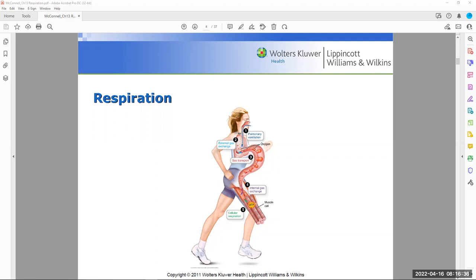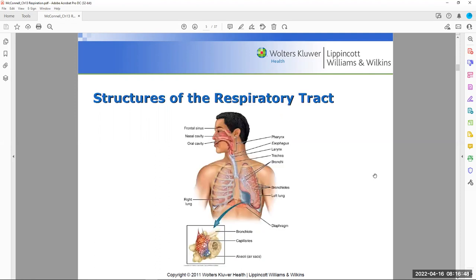We take in that oxygen to break down food, to generate ATP, which is primarily used for muscle contraction, as shown in this case when we are seeing this individual going on a little run. So let's have a quick look at the structures of the respiratory tract.